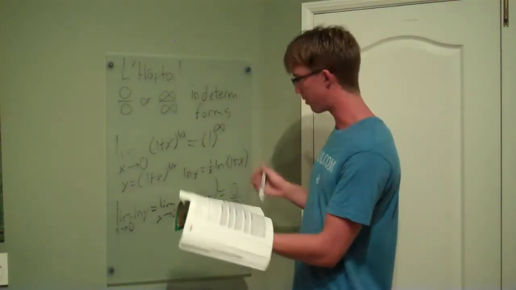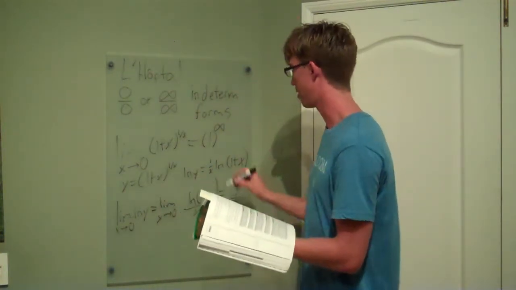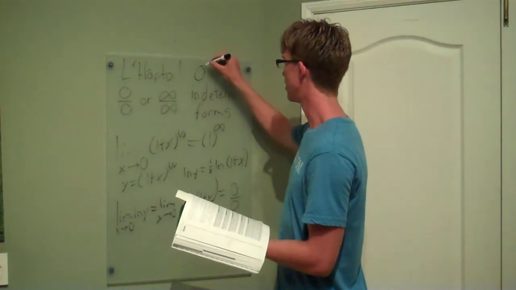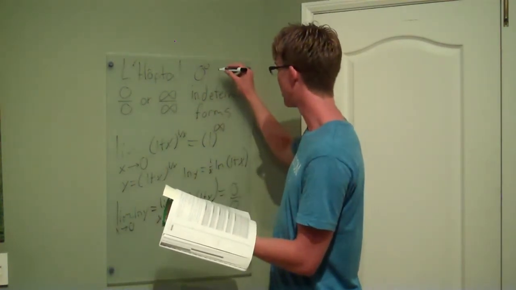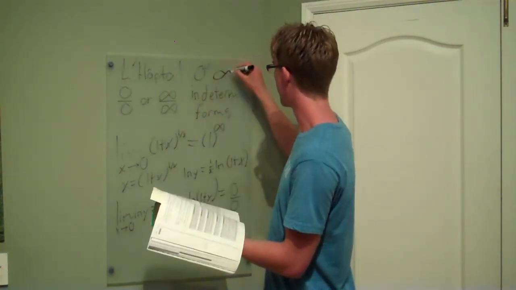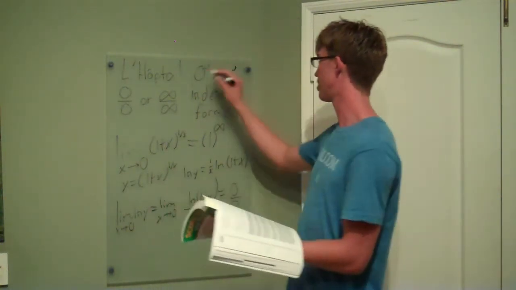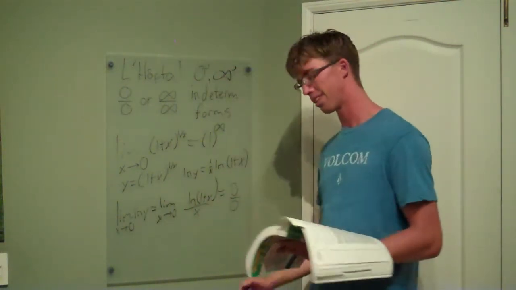This also works for the semi-indeterminate forms of 0 to the 0, 1 to the infinity, which we have here, and infinity to the 0. So those tricks can be used for this, this, and this.